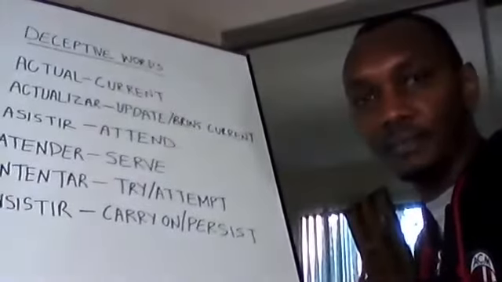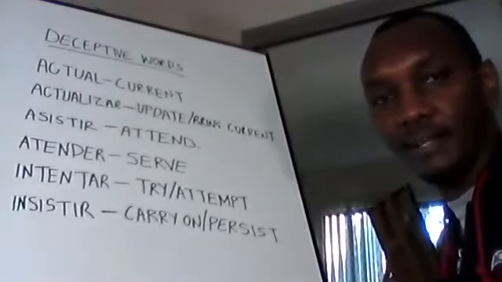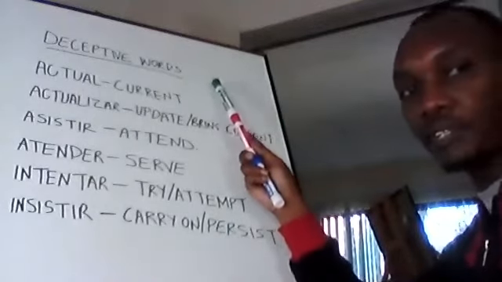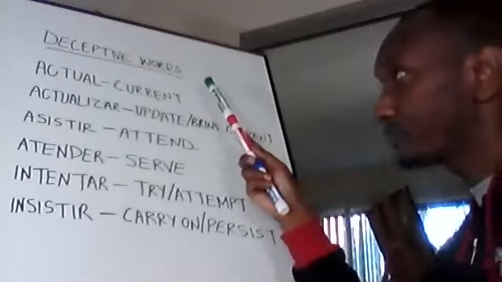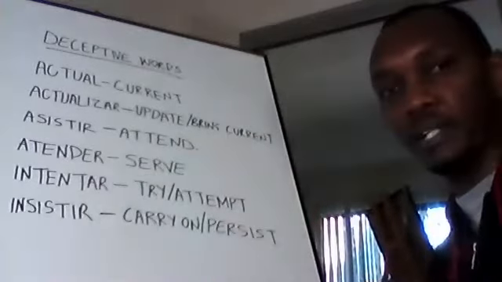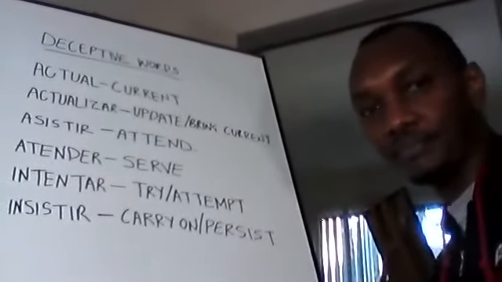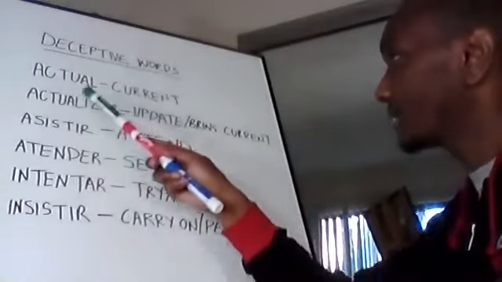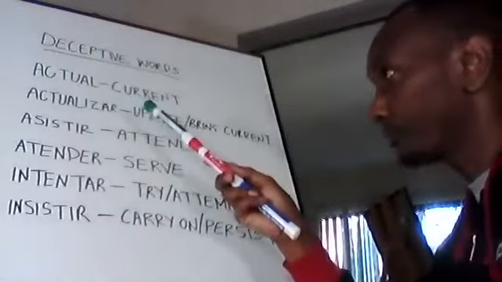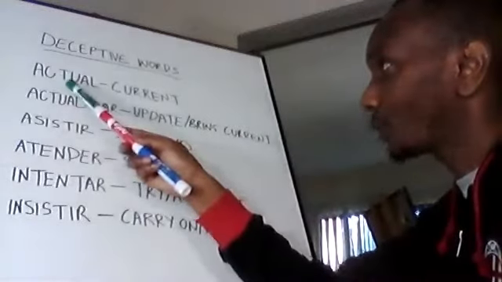Okay, stay with me. If you look at the top of the board, I've called them deceptive words. Let's look at some of these deceptive words. The first word is on the left side, the Spanish, and on the right, it's the English. The first word is actual.